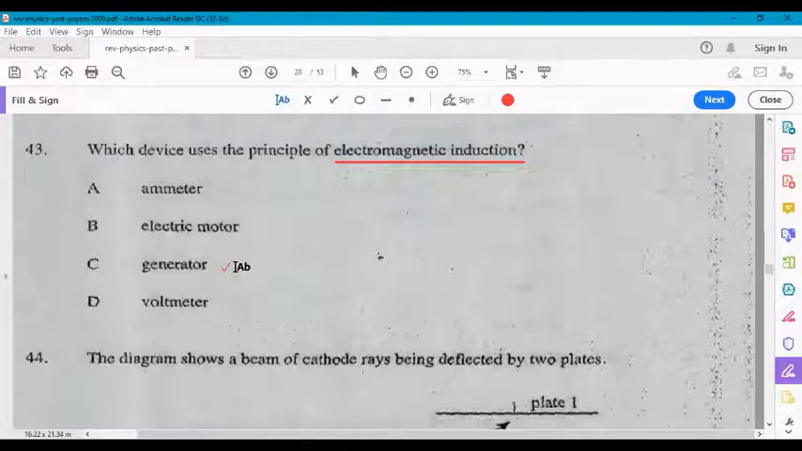The opposite happens in a generator. In a generator, there is no battery, okay? But because we have a conductor moving in a magnetic field and cutting those field lines, then we get a current in that conductor and it can power something that's connected to it. So generator, C for 43.